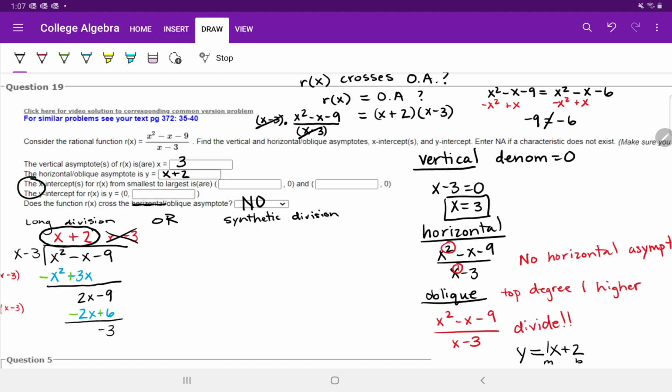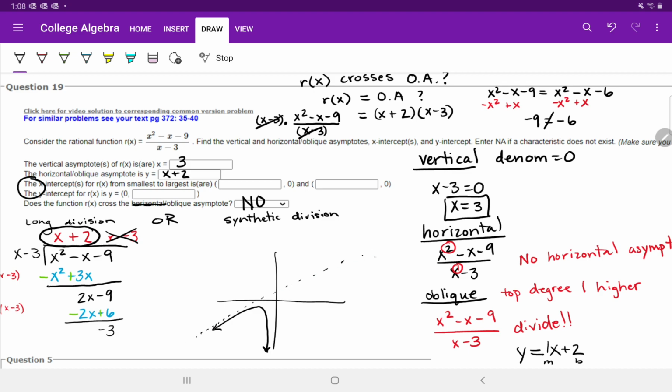Now, it is technically possible for a function to cross its oblique asymptote, and let me explain why. So let's say we have two different sides of our function. Let's say the left-hand side of our function kind of goes like this. So this side has an oblique asymptote.